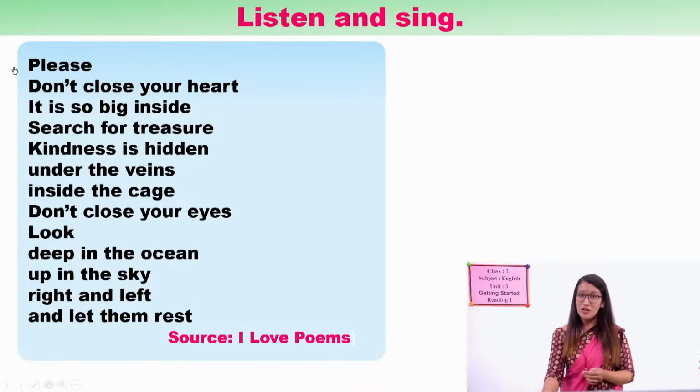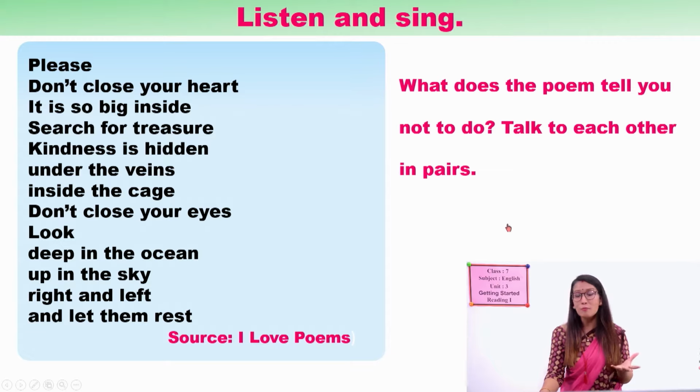Okay. Do you know from where this poem is taken? I love poems. Correct. Okay. Now can you please tell me, what does the poem tell us not to do? What is it trying to say to us not to do? Don't close your heart and don't close your eyes. Yes, open up. Don't close your heart, don't close your eyes. Search for happiness and kindness. Yes? Good. Here is written, talk to each other in pairs in your book also.